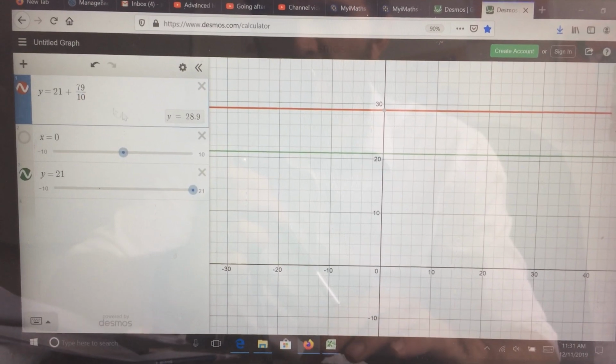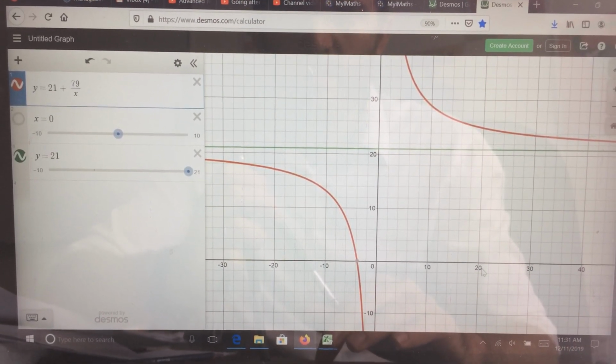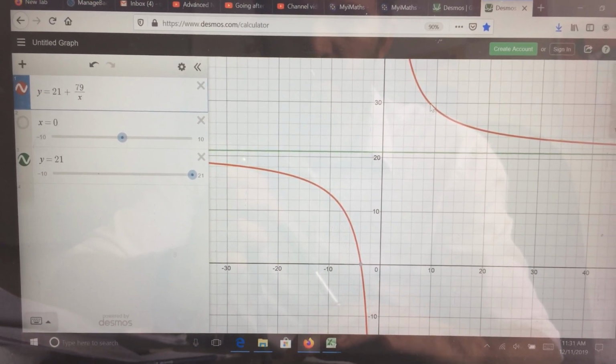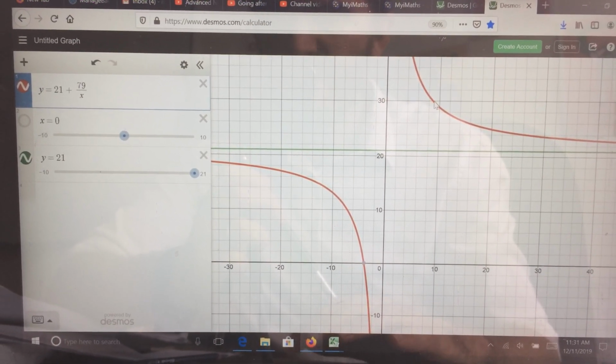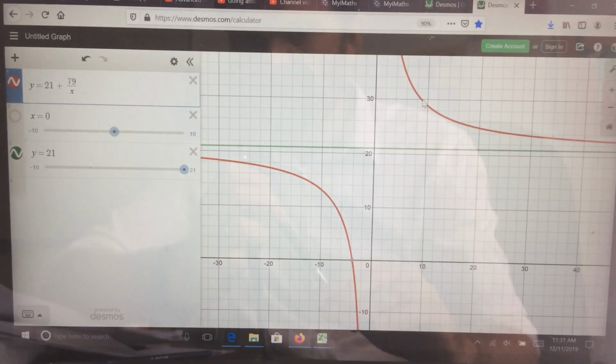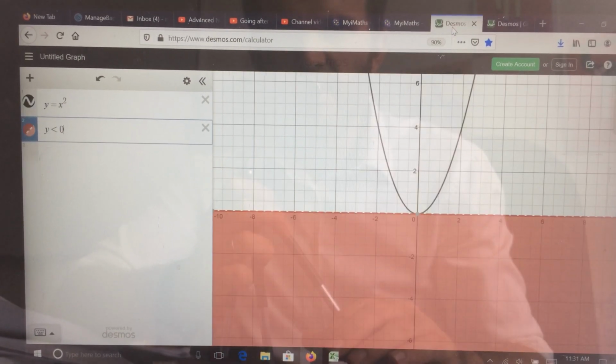And similarly we could use that graph to solve for other things. If this was time, when would that reach 30? And we could see there it would be at 8.76 or so on. Okay, so there's just some examples of how to use Desmos for problem solving, visualizing, and graphing.